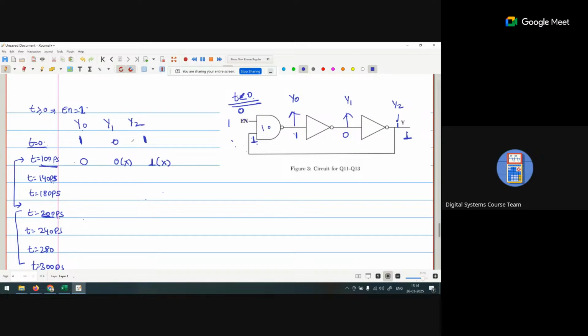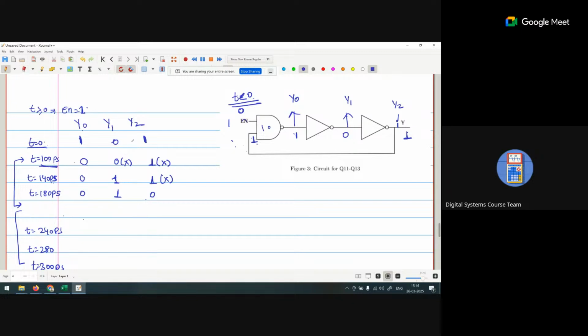Okay. After 140 picosecond, what will happen? Because of this one, it is a 1. This 0 remains, but this one is the don't care condition. Okay. After 180 picosecond, this is the 0, this is the 1, this is the 0. It is a valid condition. Okay, it is a valid condition.